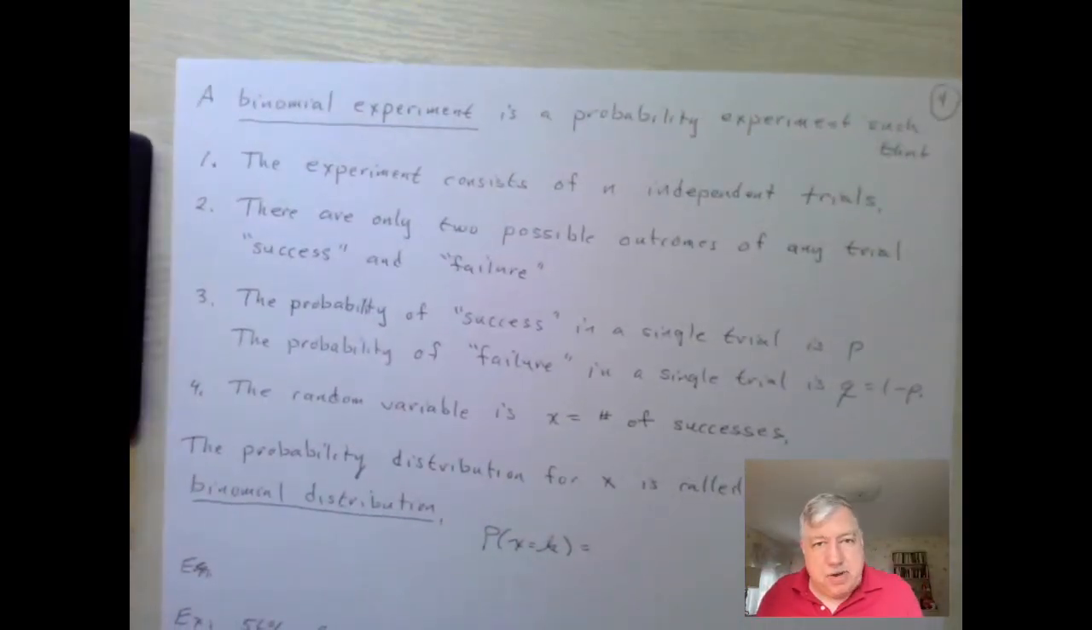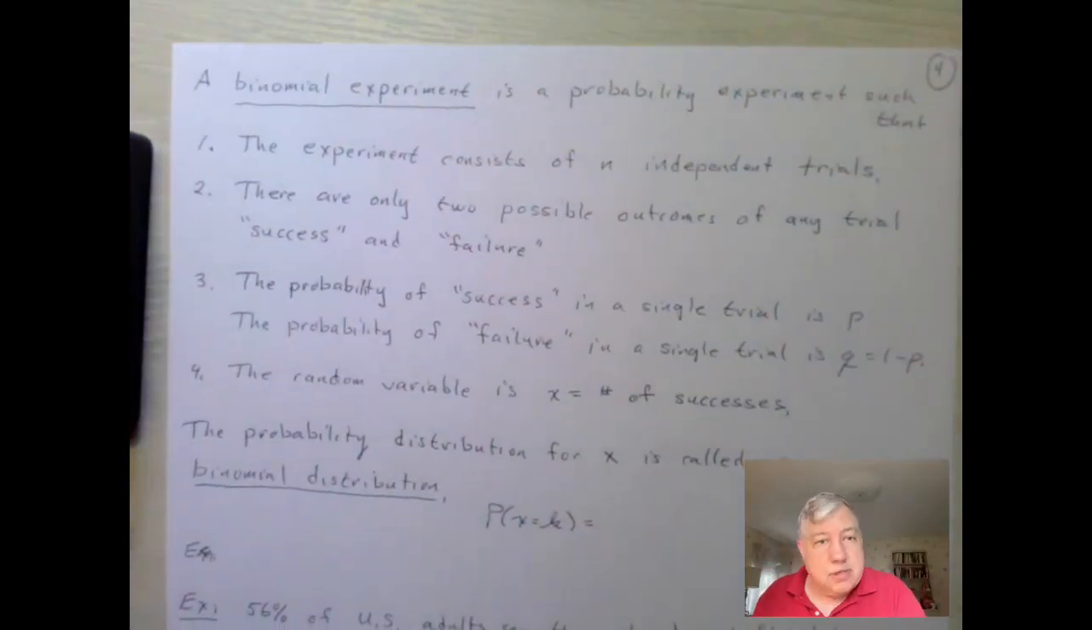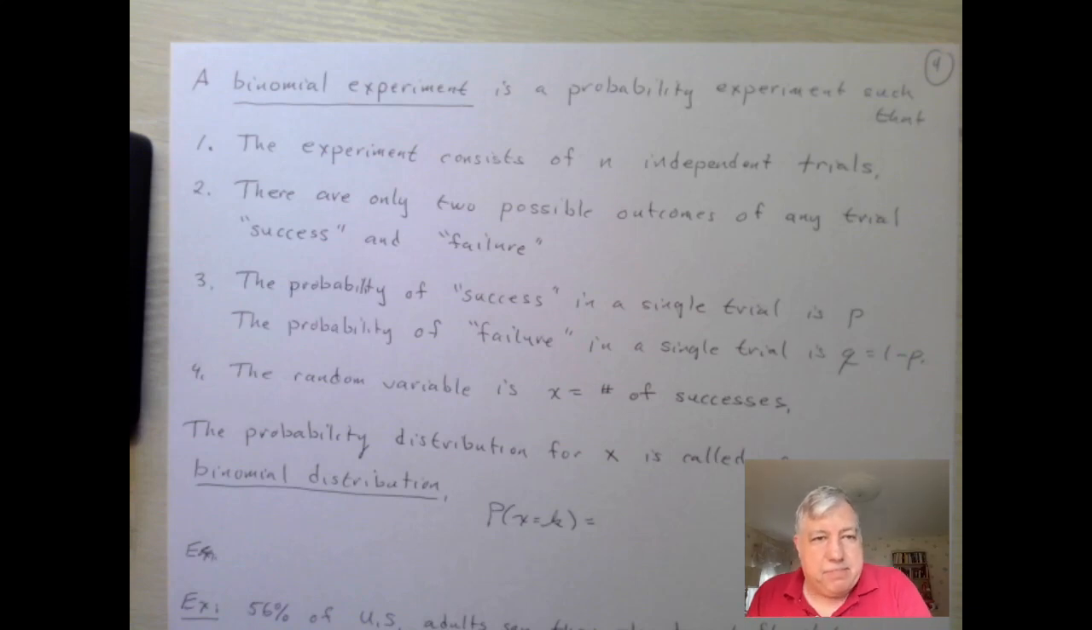So a binomial experiment is a probability experiment such that 4 things have to happen. The experiment has to consist of n independent trials, and there are only 2 possible outcomes of any trial, success and failure. And the probability of success in a single trial is P, and the probability of failure in a single trial is Q, which is 1 minus P. So the important thing is the probability of success is always the same, and the probability of failure is always the same. And then we create a random variable X, which is equal to the number of successes.